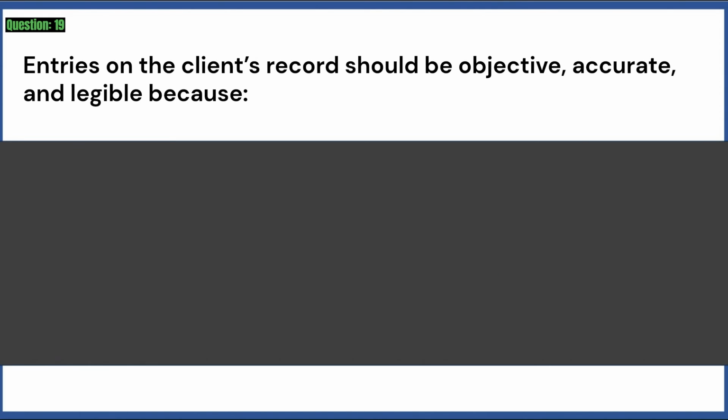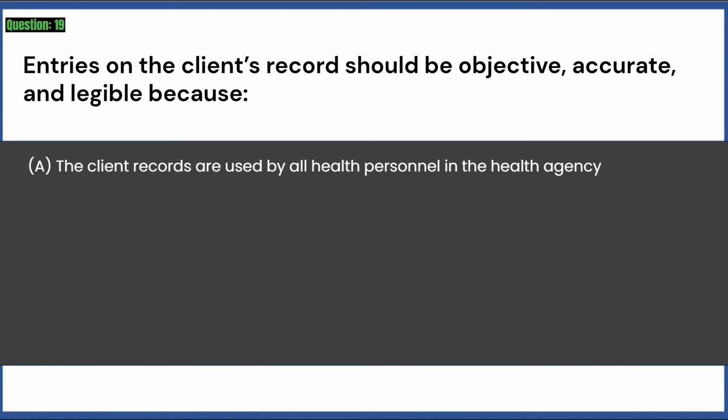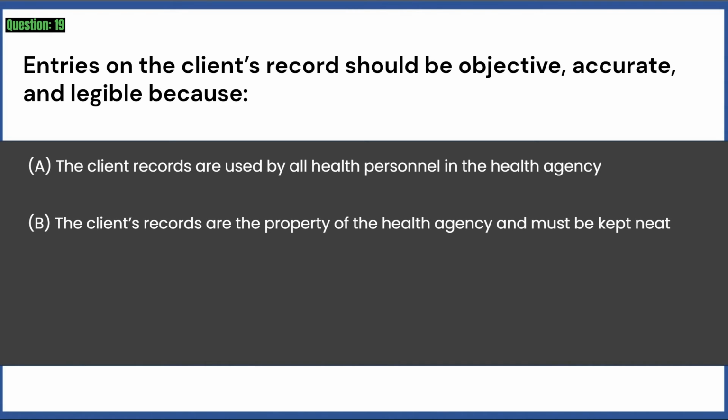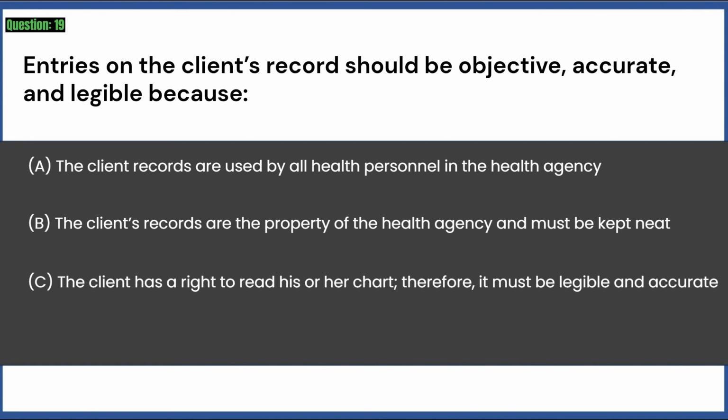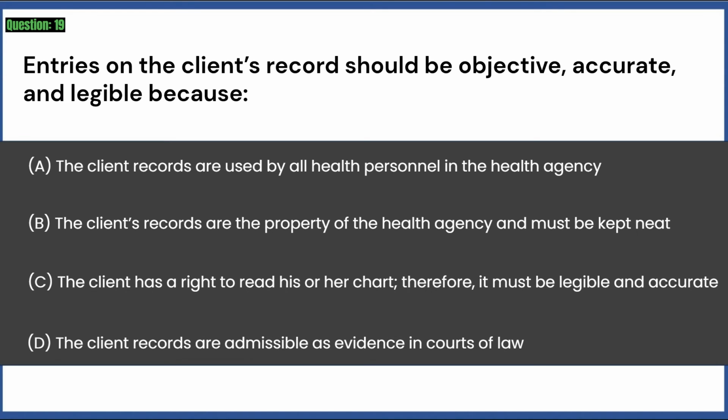Entries on the client's record should be objective, accurate, and legible because A. The client records are used by all health personnel in the health agency. B. The client's records are the property of the health agency and must be kept neat. C. The client has a right to read his or her chart, therefore, it must be legible and accurate. D. The client records are admissible as evidence in courts of law. Answer: D. The client records are admissible as evidence in courts of law.